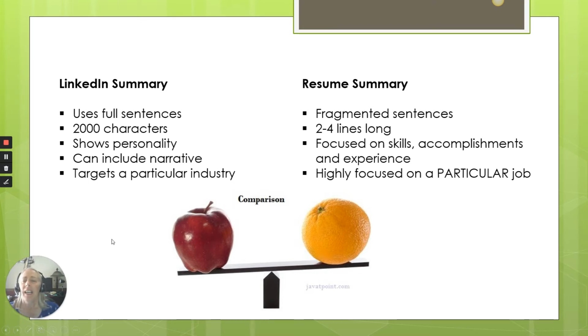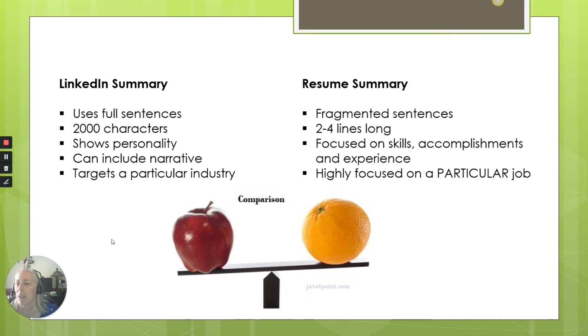LinkedIn summary is very different. So one thing that a resume summary is not is a LinkedIn summary. A LinkedIn summary I'm going to cover in another video, but here are some of the differences between them. This is apples and oranges. They are not the same thing. They're related. They're both fruit, but they are not the same thing.